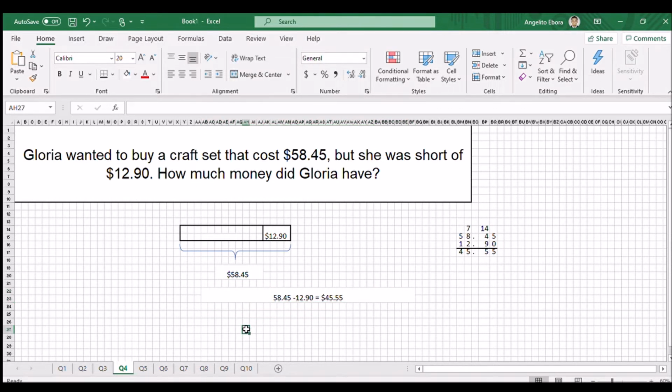$45.55. Okay, just a reminder that when you write the price, if we're talking about money, especially in dollars, we have two decimal places, so 1, 2. If you are allowed to use a calculator, it doesn't show 0 at the end. But when you write your final answer, make sure that you put 0 at the end.